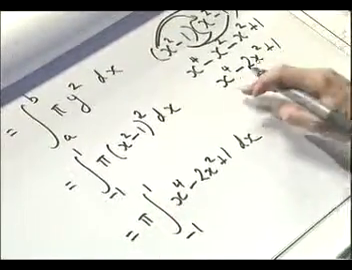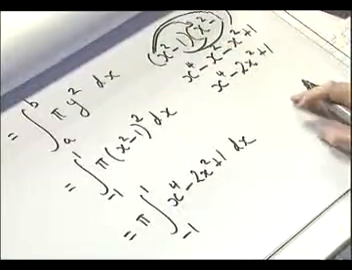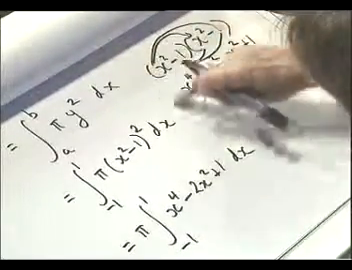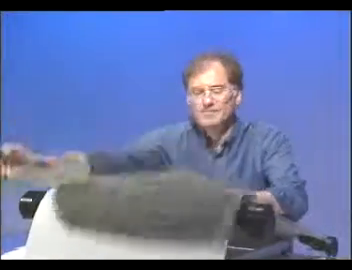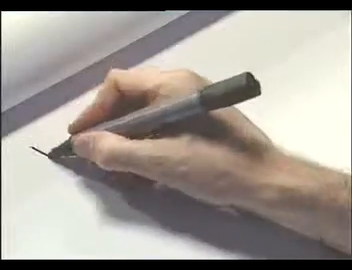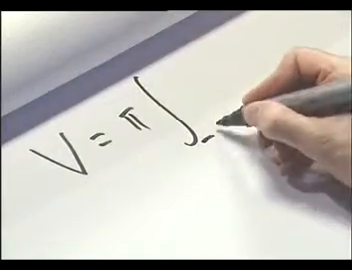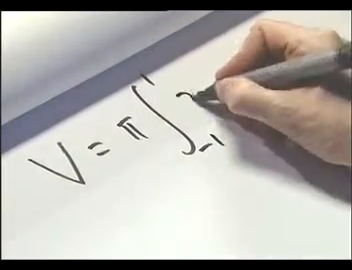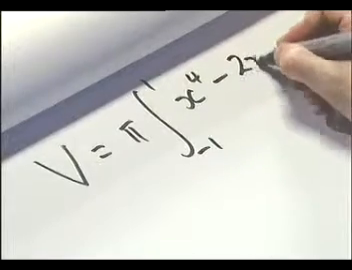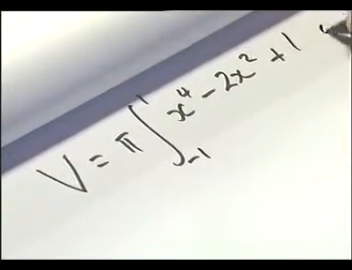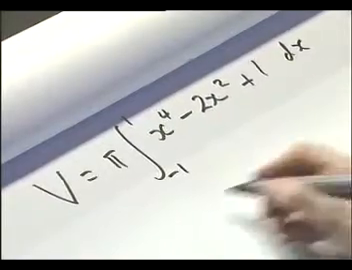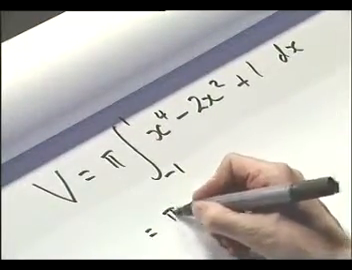Notice that it is important to make sure you get this square right. So it's a good idea to do it at one side, to write it out in full, just to make sure you get it right. Okay, I'll turn over the page and we'll go through this integration. So our volume V equals pi times the integral from minus 1 to 1 of x to the 4th minus 2x squared plus 1 with respect to x equals pi.